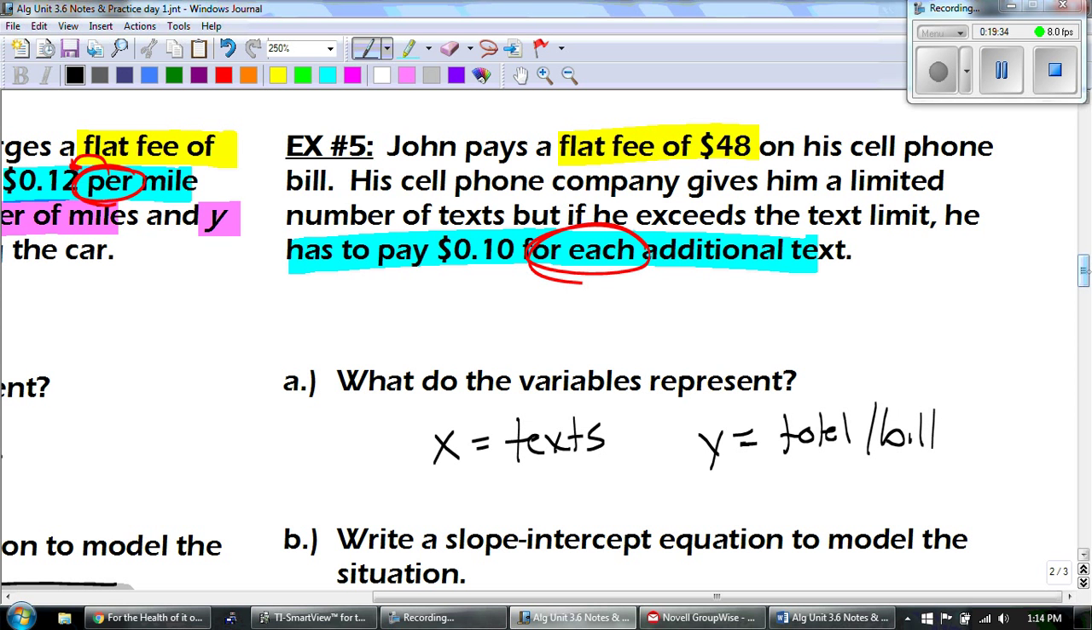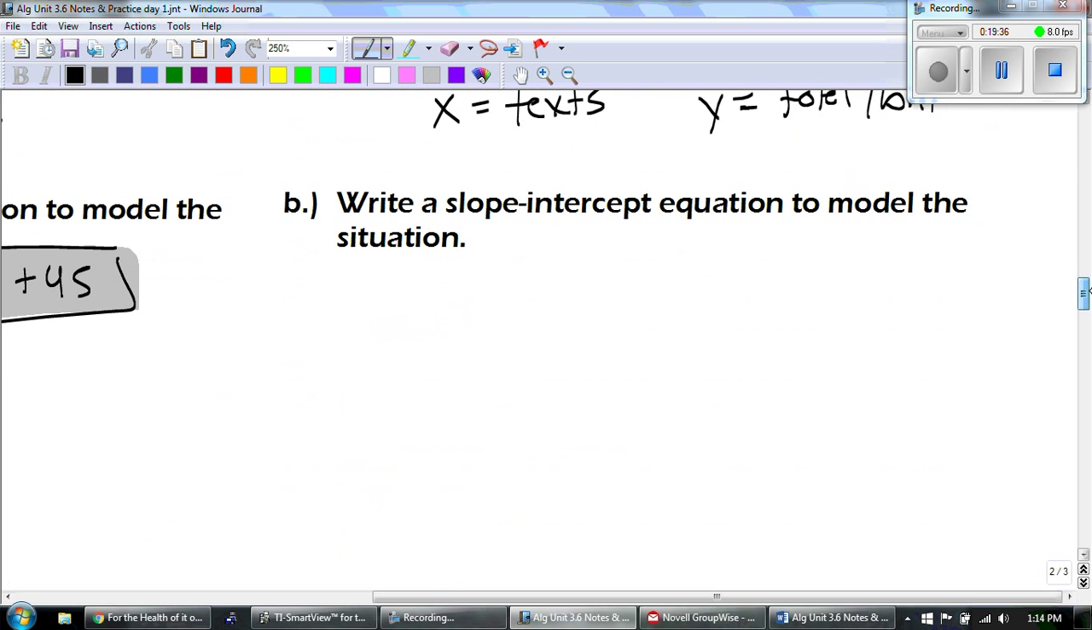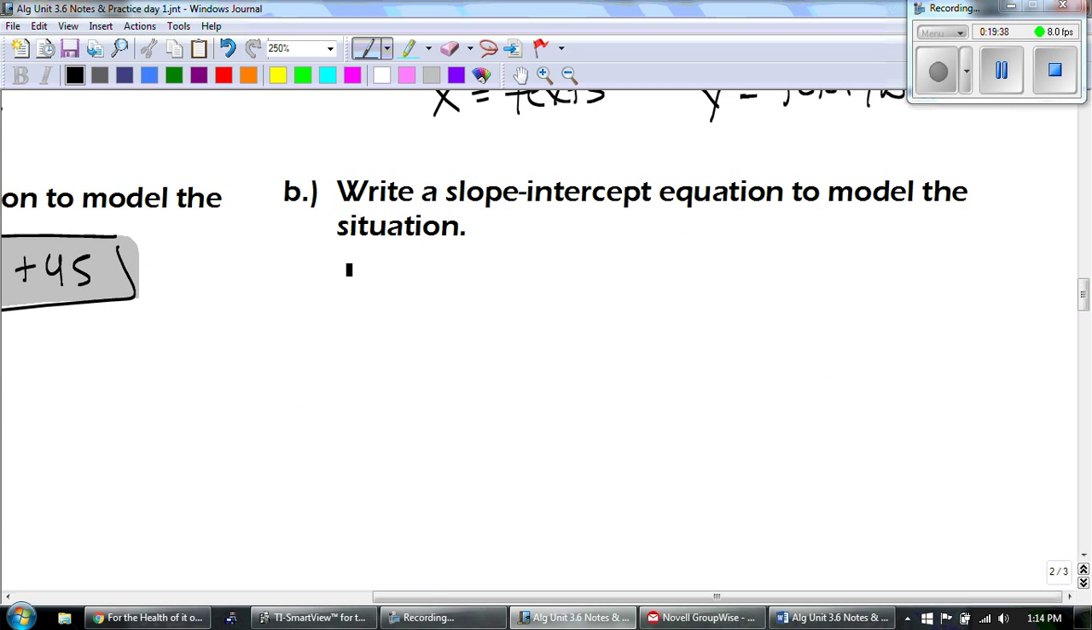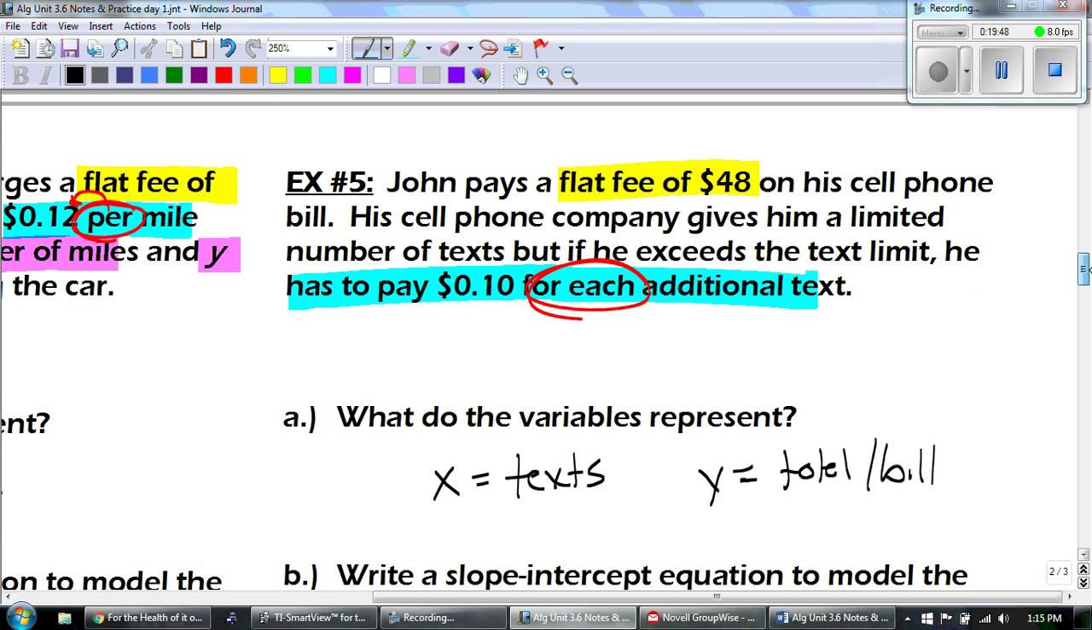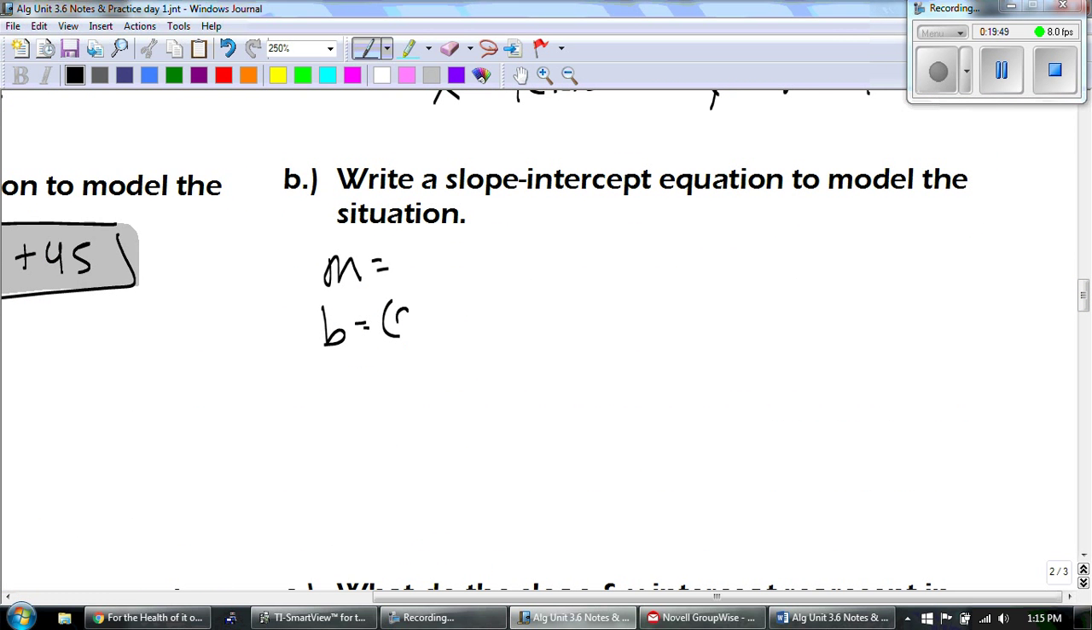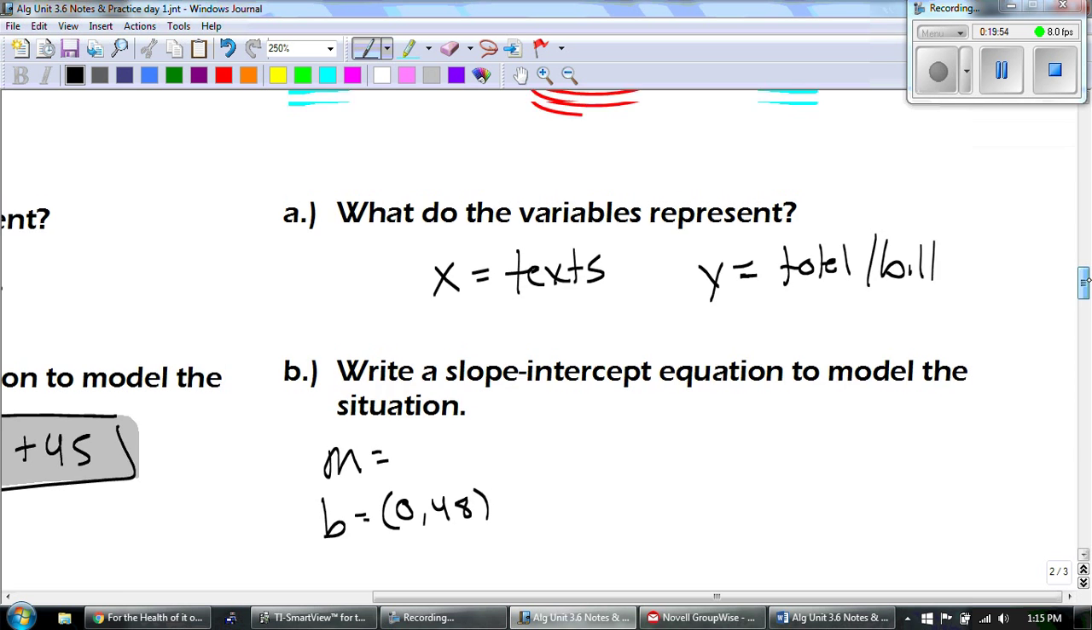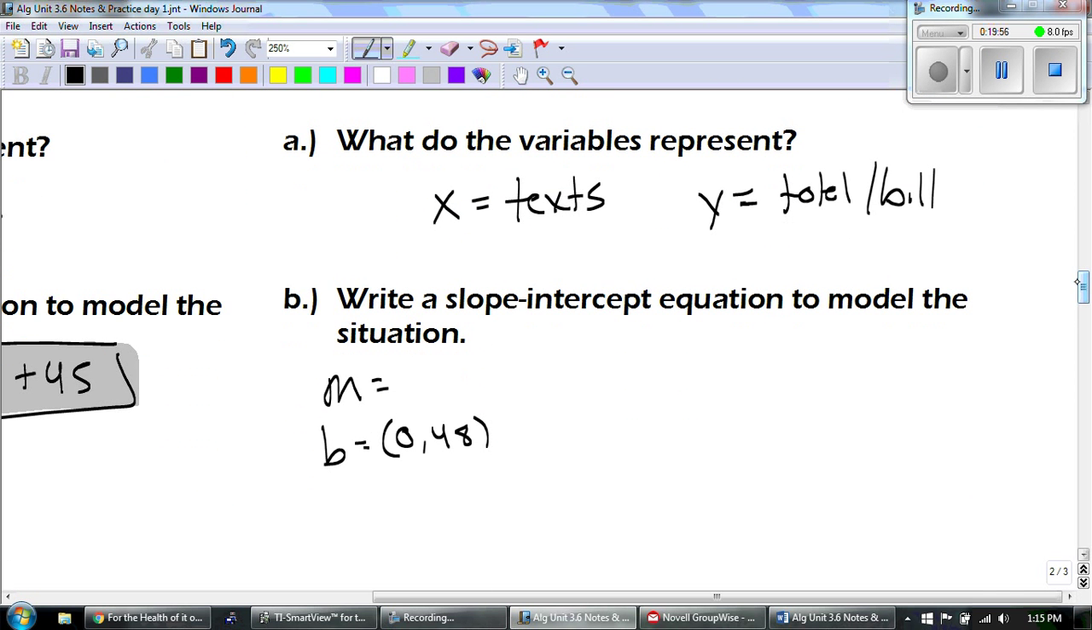Okay, so write a slope-intercept equation. The flat fee, how much his bill costs, that was what? Sorry, I got to go back up, 48. So 48, and it was 10 cents for each. So we're going to plug that into y equals mx plus b, and there we go.